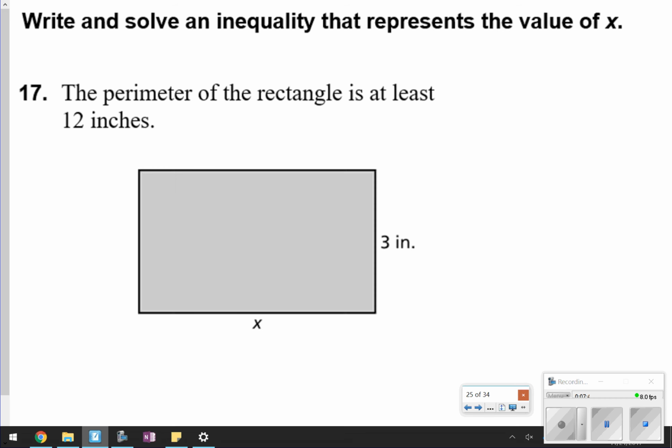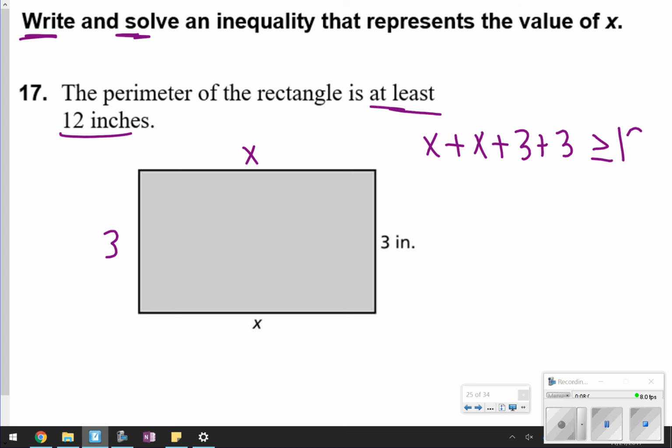Number 17 moves into our word problems. Write and solve an inequality that represents the value of x. So it says the perimeter of the rectangle is at least 12. Remember, perimeter is adding all the sides. So I would add x plus x and 3 plus 3. And then at least means greater than or equal to 12.